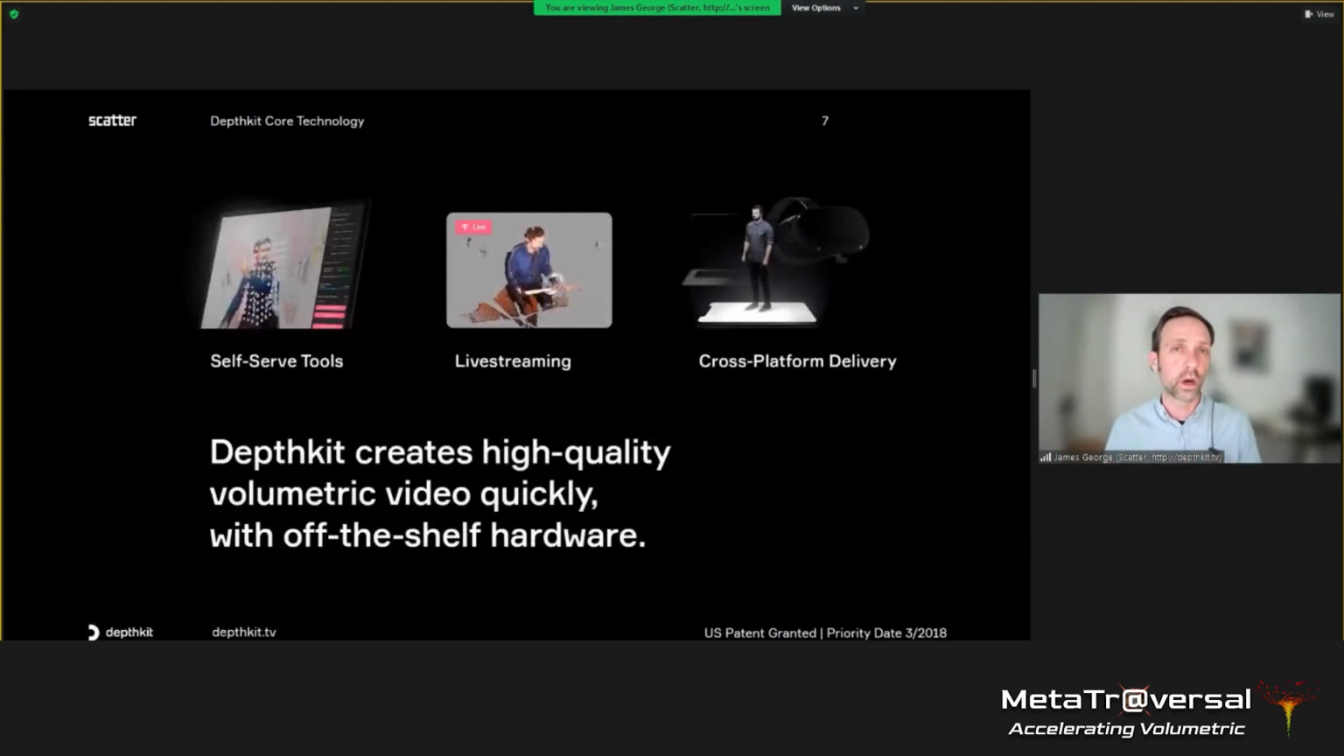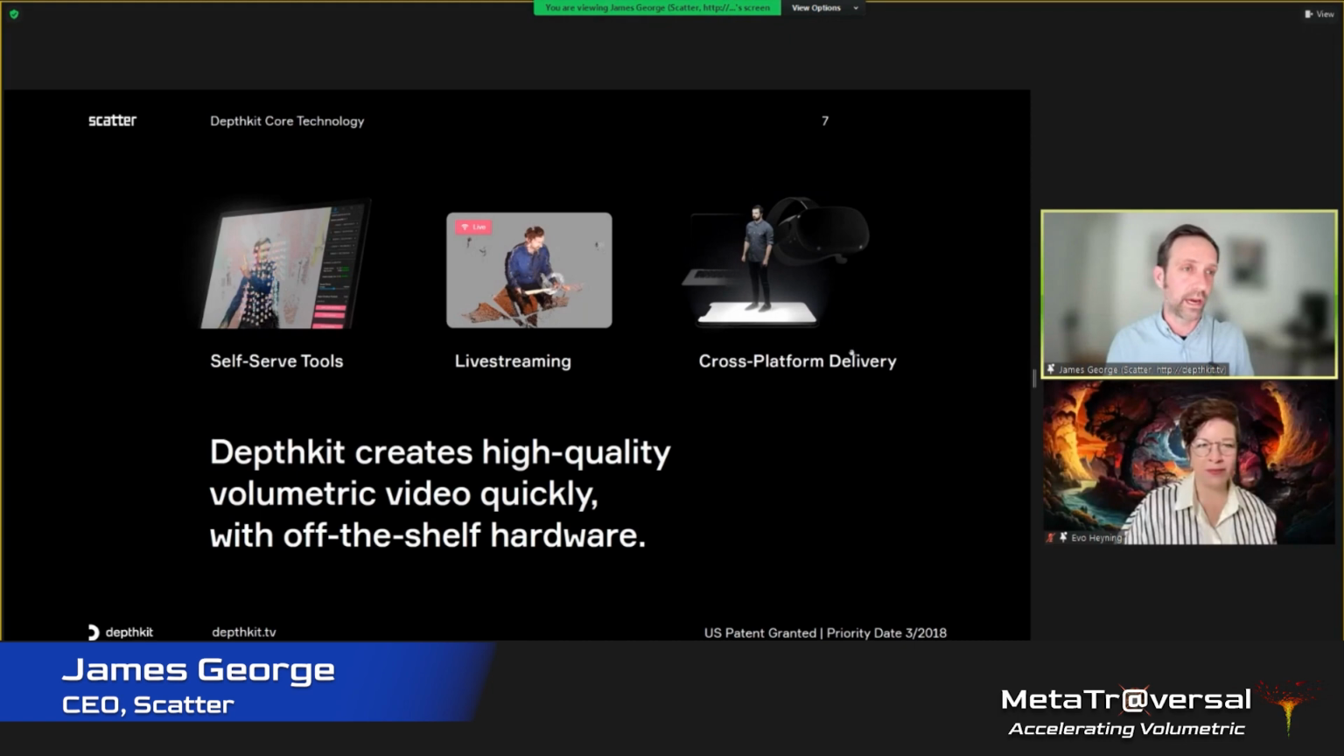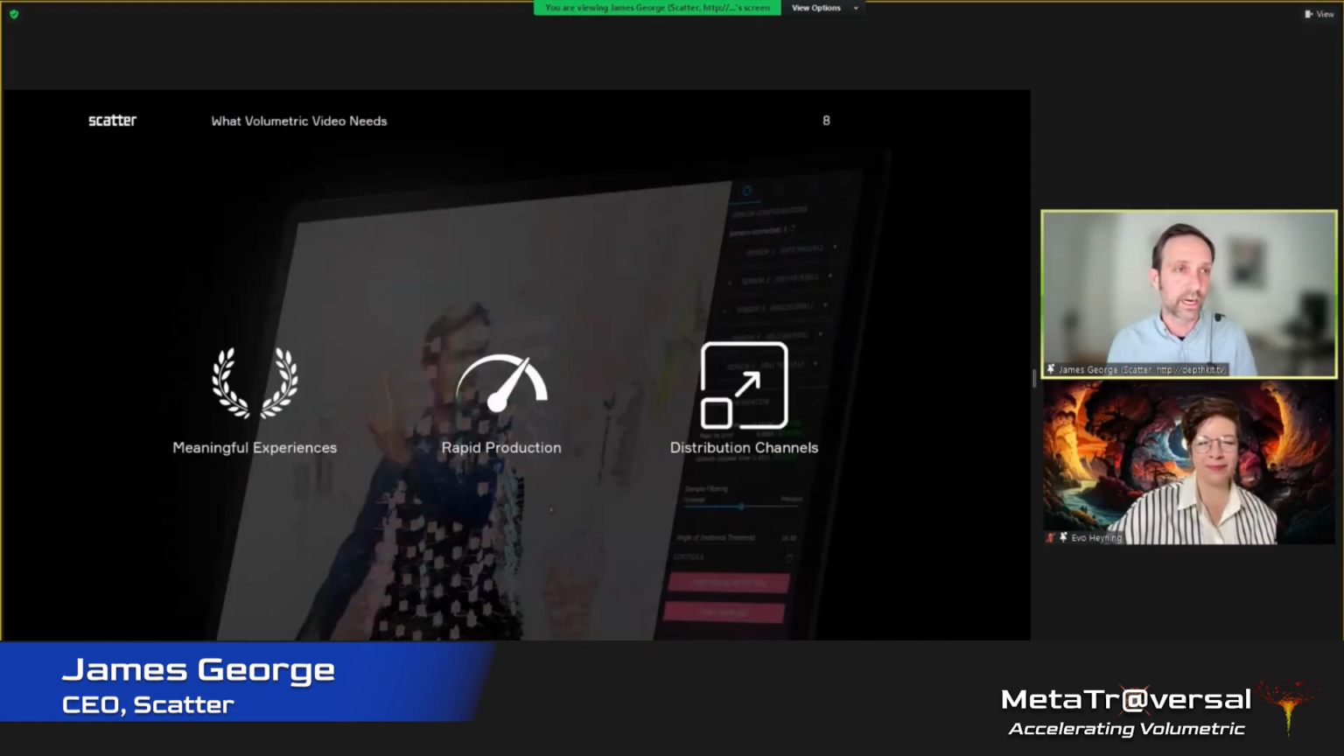So just our core product, so everyone is clear where we sit amongst all the wonderful contributors to the ecosystem today. We have self-service tools, all in Adobe Creative Cloud, a similar service model to HoloEdit. And then we also have cross-platform delivery. I'm getting the time check from Evo.